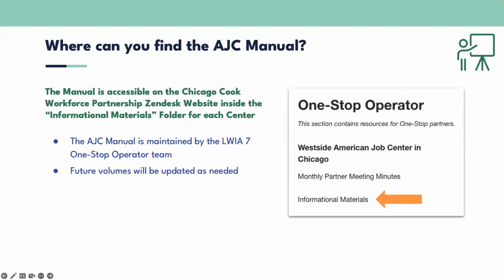Fantastic. We've reached the end of our training with one final question to answer. Where can you find the AJC manual? The manual is accessible on the Chicago Cook Workforce Partnership Zendesk website inside the informational materials folder for each center. The AJC manual is maintained by the LWIA 7 one-stop operator team. Future volumes will be updated as needed and posted on Zendesk.